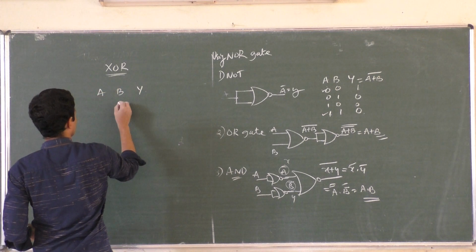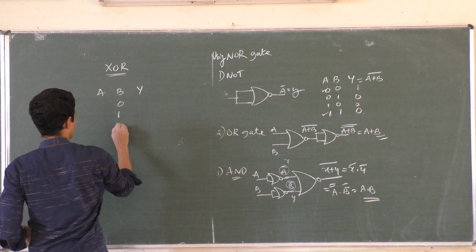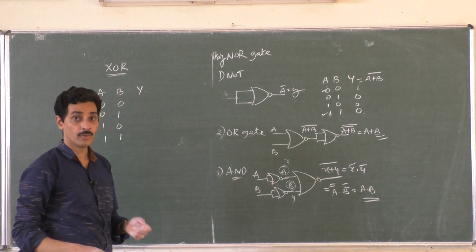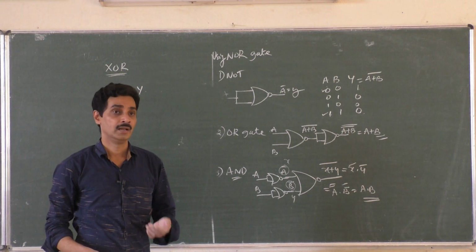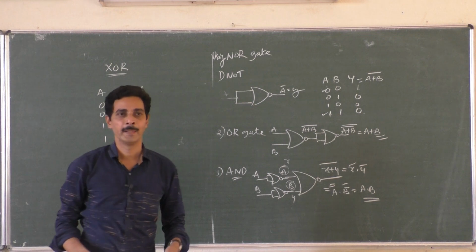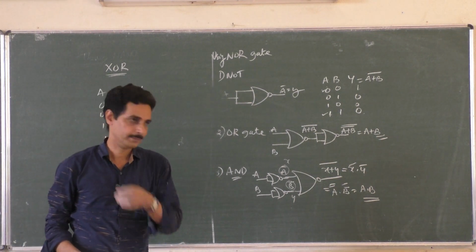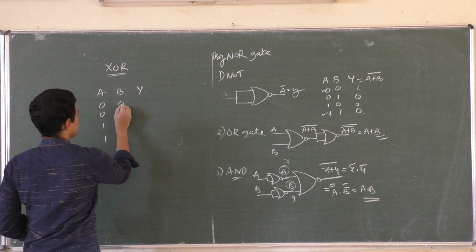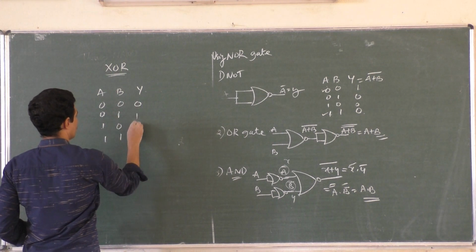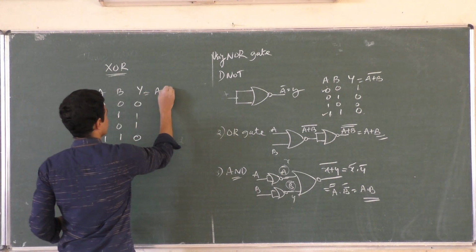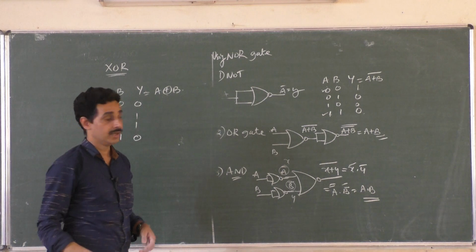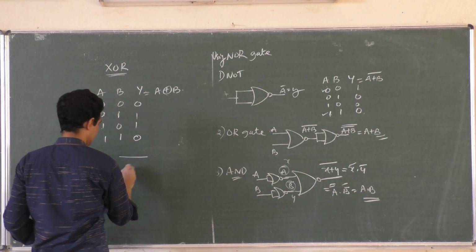A, B, Y: 0 0, 0 1, 1 0, 1 1. Its output is 1 when the inputs are different, and its output is 0 when the inputs are the same. When the inputs are similar, output is 0. When the inputs are different, output is 1. That's all. And we write it as A XOR B, circle sum. Put a sum and put a circle. A XOR B.